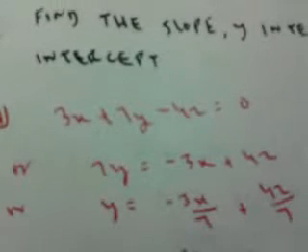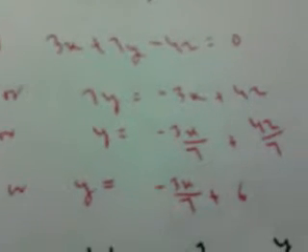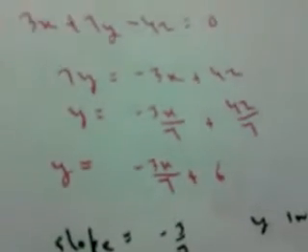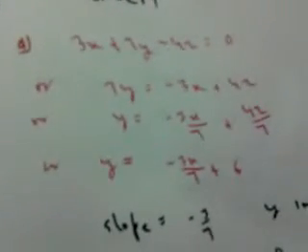The equation is 3x plus 7y minus 42 equal to 0. So we reduce it to the form 7y equal to minus 3x plus 42, which we further reduce to y equal to minus 3x by 7 plus 42 by 7, and finally y equal to minus 3x by 7 plus 6. This is the slope-intercept form of equation y equal to mx plus c, where the slope is the coefficient of x, which is minus 3 by 7 here, and the y-intercept is given by 6. This is c, or the y-intercept 6.